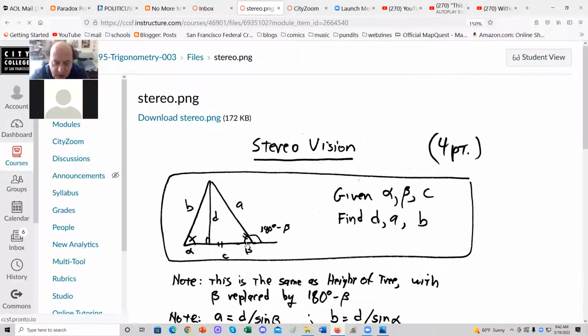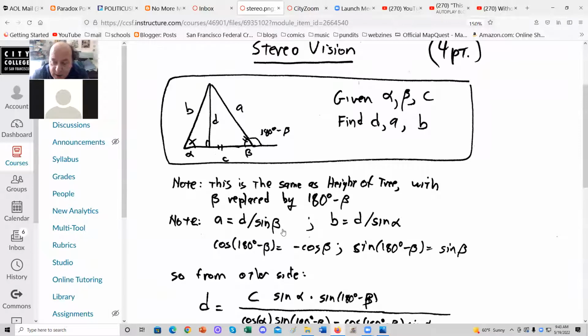Here's one eye, here's another eye, here's the object they're both focusing in on. They both have to point inwards to both focus on it. And there's a known distance between the two eyes, that's C. There's a known angle alpha, there's a known angle beta. And so from these deduce A, B, and the distance D.